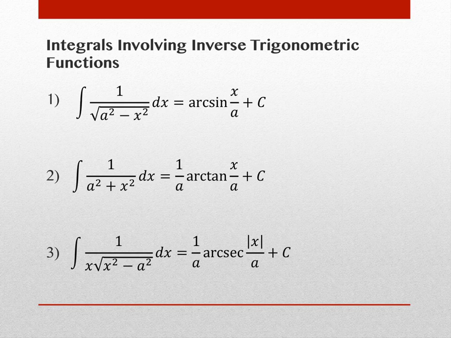So the first one is 1 over the square root of a squared minus x squared dx. This is the arcsine of x over a, obviously plus c. When we have 1 over a squared plus x squared, we get 1 over a times the arctangent of x over a plus c. And we have the antiderivative of 1 over x square root of x squared minus a squared dx. We have 1 over a arcsecant of the absolute value of x over a plus c.